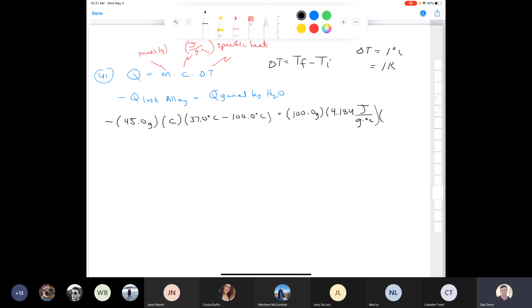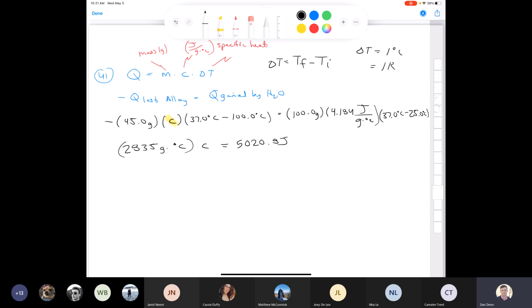What's the delta T of our water? It started out at... the final temperature was 37.0 degrees Celsius, and the initial temperature was 25.0 degrees Celsius. Now, everybody here can solve for C, right? Rearrange a few numbers. So I've gone ahead and simplified this, and you get, I can't even read my own writing, 2,835 grams times degrees Celsius multiplied by C is equal to 5,020.8 joules.